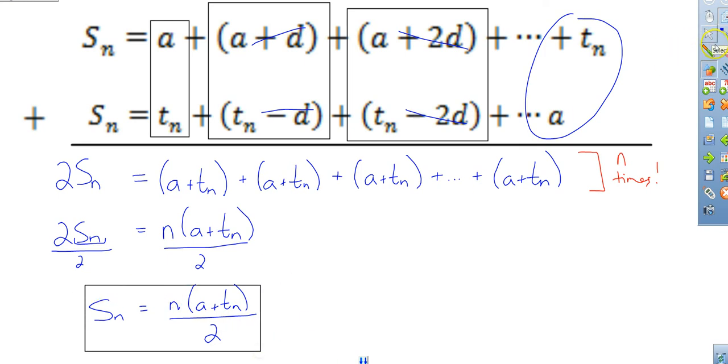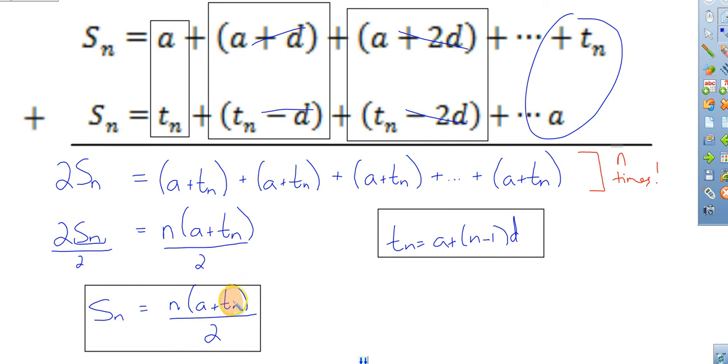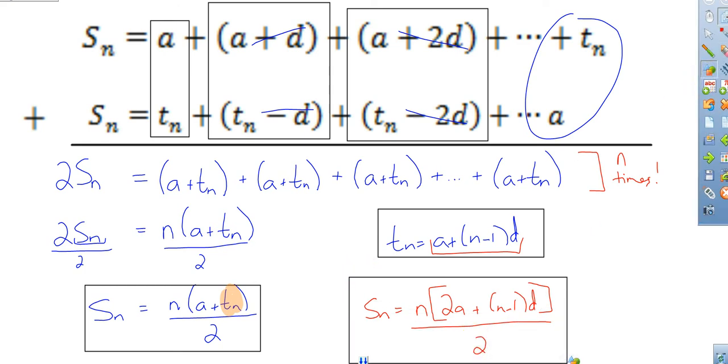Now remember that because these terms are an arithmetic sequence, we also have an equation for the nth term. Term n is equal to a plus (n minus 1) times d. If I put that in the place of term n, we can get another equation. The sum of the first n terms is equal to n, and then I'd have a plus this whole expression, so I would actually have 2a plus (n minus 1) times d, and then the whole thing is divided by 2. So this is another equation that can be used in different circumstances.